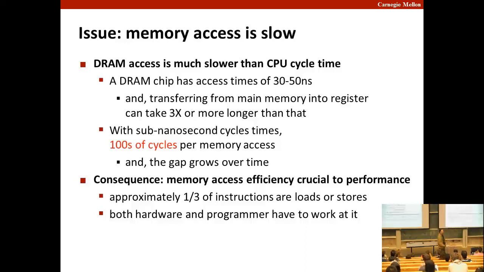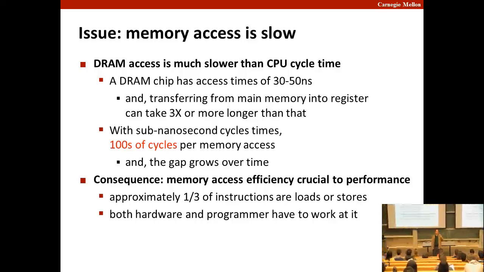So the bottom line here is, as compared to those processor speeds, DRAM is slow. It can take hundreds of cycles per memory access. And the speed of memory is not growing nearly as fast as the speed of processors. And it's important to realize from this perspective, we care both about parallelization and clock speed.